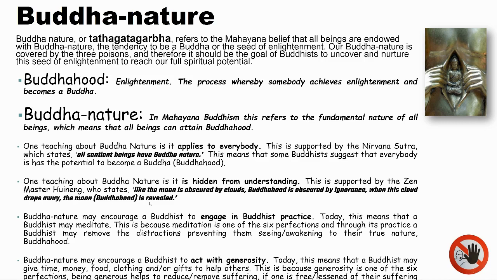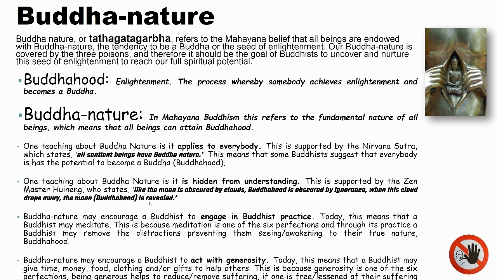So Mahayana Buddhists tend to work on uncovering and nurturing this seed of enlightenment to reach their full spiritual potential. So what they're aiming for is Buddhahood. Now, to achieve Buddhahood is to discover your Buddha nature. It's the process whereby someone achieves enlightenment, becomes a Buddha. You discover your Buddha nature. And the second, more Tibetan Zen kind of type of Buddhist Mahayana Buddhist understanding of enlightenment.